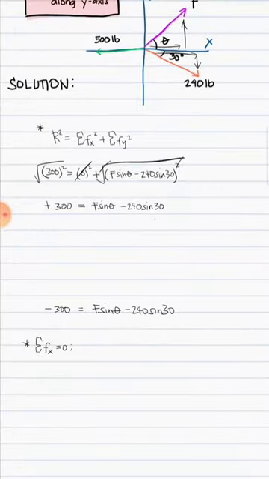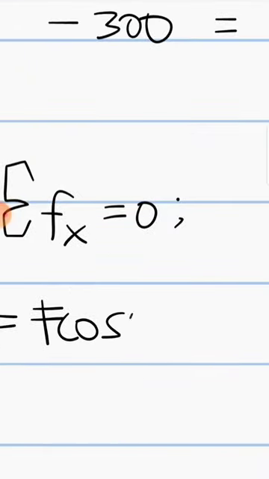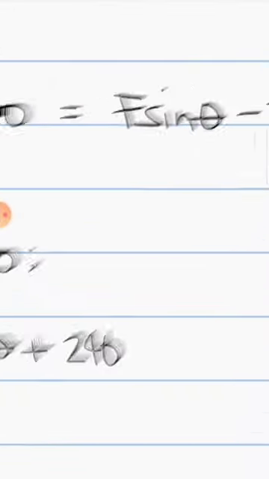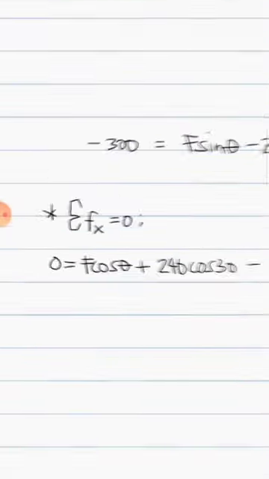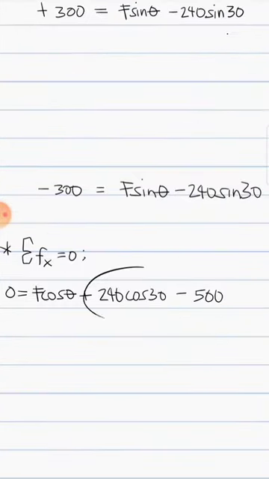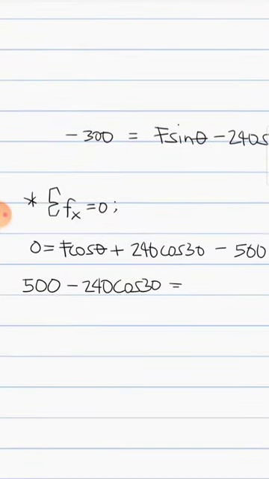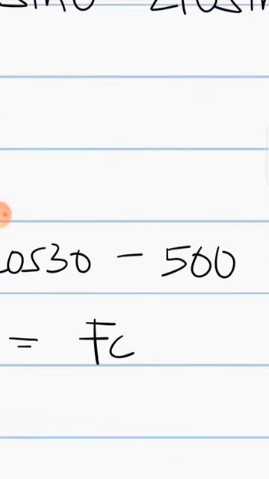So after doing that, summing of the forces in x, this is equal to 0. F cosine theta plus this component going to the right, 240 cos 30, minus this one going to the left, 500. If we simplify this a little bit more, transposing these constants to the other side, we add 500 to both sides, and then subtract 240 cos 30 from both sides. And then what remains here is F cos theta.